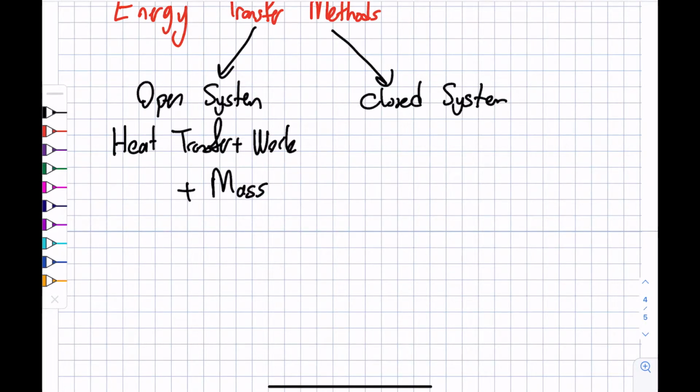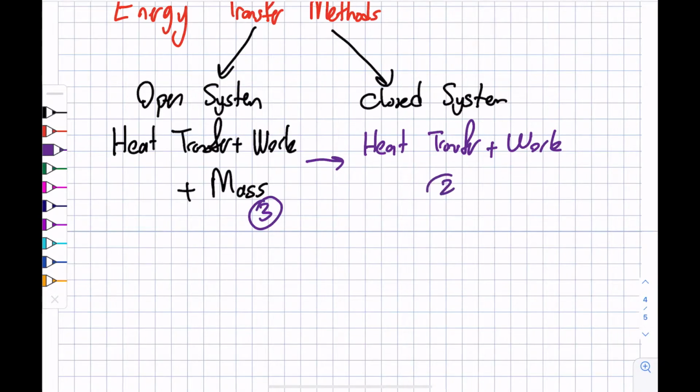So this is kind of important. And for the equivalent of these three methods, obviously, a system that has no mass transfer, a closed system or control mass, will still have heat transfer and still have work. Obviously, mass is gone. So that is three ways for open systems, and two ways for closed systems.